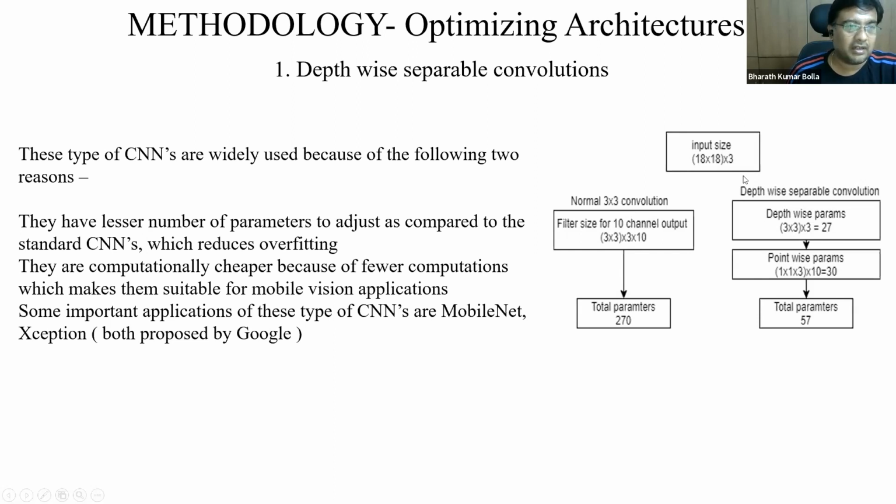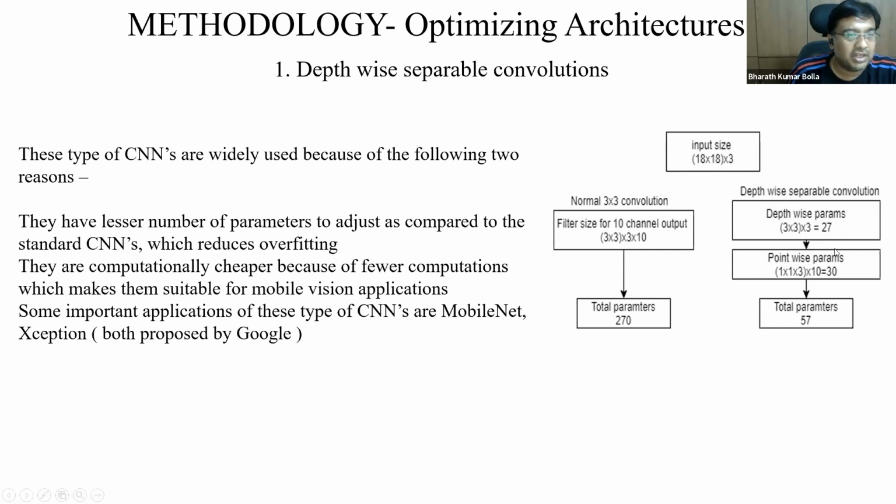Instead of that, depth-wise separable convolutions, which I think were first used in Xception, MobileNet, and even in Xception right now, can achieve the same kind of results with just 57 parameters. Instead of multiplying across all the 3 channels, you apply only one 3x3 filter on each of the 3 channels. That is 27 parameters.